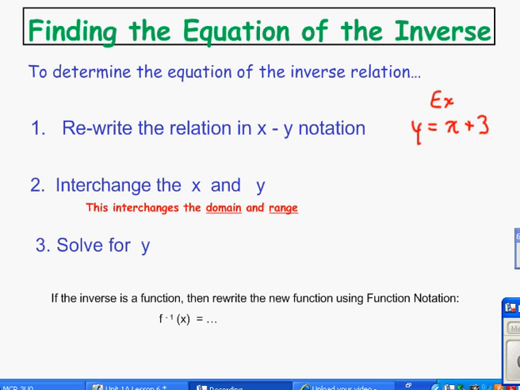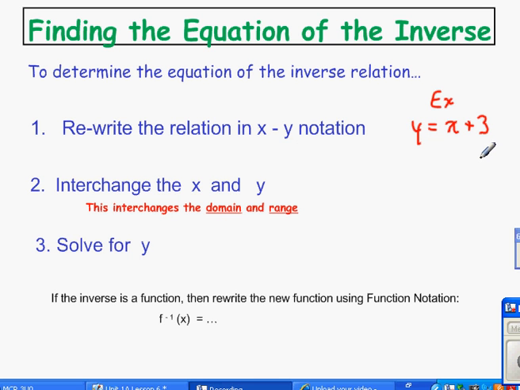So there's 3 steps when you're determining the equation for the inverse relation. Okay, and I just have an example over here on the right, so we're just going to change it as we go. So the first thing you want to do when you're writing the inverse of a relation is make sure the equation is written in xy notation. Okay, so over here on the left I have y equals x plus 3, so that's perfect. It's already written with a y instead of an f of x.